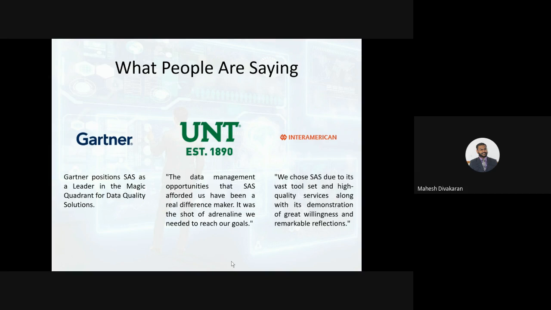You might have heard about Gartner. They are one of the best analytical providers in the world, and they say that Gartner positions SAS as a leader in the magic quadrant of data quality solutions. The other brand is UNT. You have heard about them, and they are also saying that the data management opportunities that SAS afforded have been a real difference maker. It was the shot of adrenaline we needed to reach our goal.